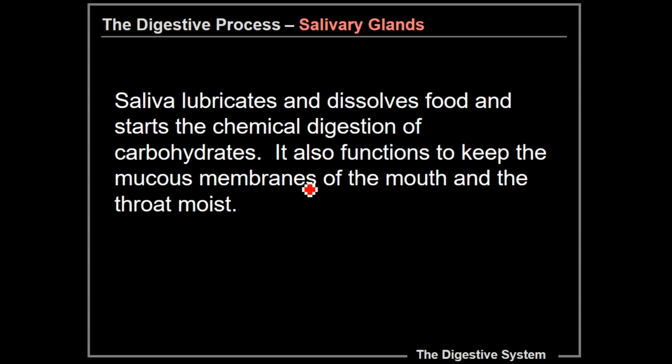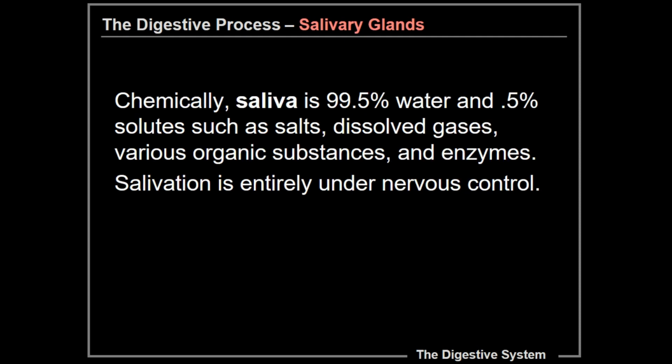So saliva lubricates and dissolves food and starts the chemical digestion of carbohydrates. Now, there's very little acidity to saliva, as we're going to see. It's mostly water, but it does begin, very minorly, the first stages of chemical digestion. It also functions to keep the mucous membranes of the mouth and the throat moist. And if you ever had a dry mouth or a dry throat, you know that's very uncomfortable.